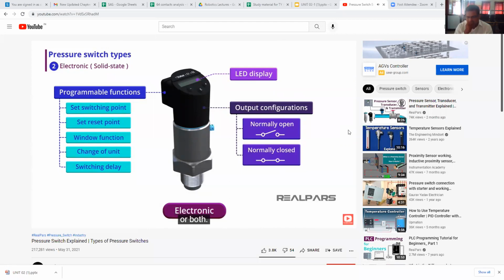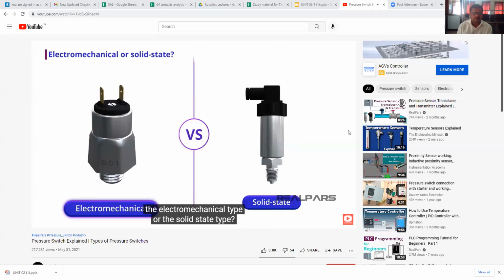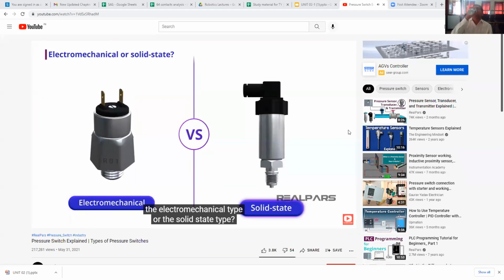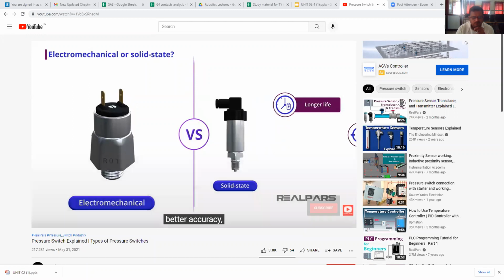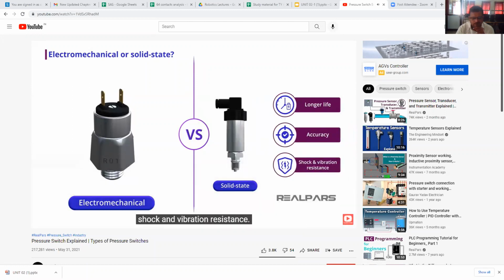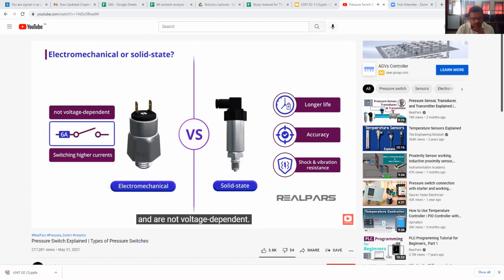Which type of pressure switch is better, the electromechanical type or the solid state type? As with all instrumentation, the choice between the two depends upon the application. Solid state pressure switches provide several advantages over electromechanical switches, such as longer life, better accuracy, shock and vibration resistance. Generally speaking, electromechanical switches are capable of switching higher currents and are not voltage dependent.